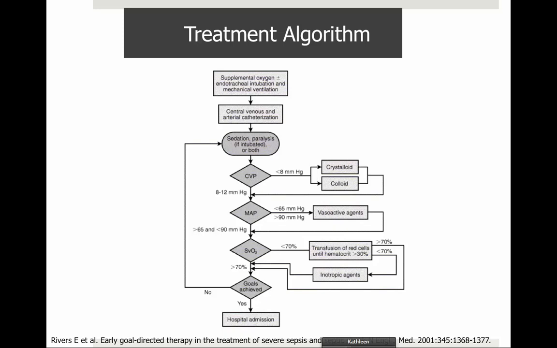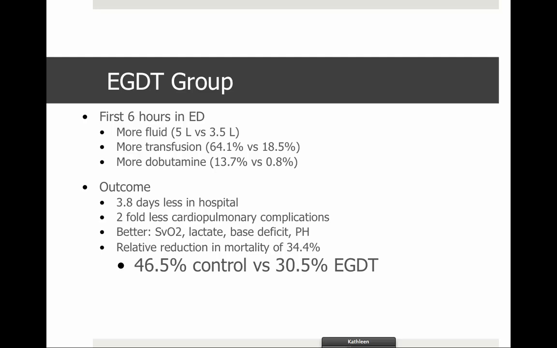This was a treatment algorithm. For the first 6 hours in the ED, more fluid, 5 liters versus 3, more transfusion, 64 versus 18.5, and more WBA, 13 versus 0.8. The outcome: 3.8 days less in hospital, twofold less cardiopulmonary complications, better SVO2, lactate, base deficit, and pH, and a relative reduction in mortality of 34.4%.